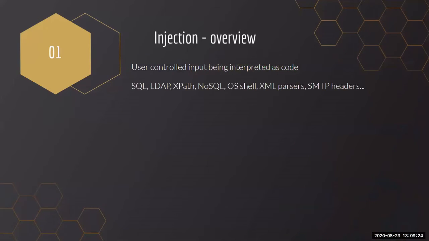One of the main problems here is that injection can happen with almost any protocol on the internet. There's SQL injection, LDAP injection, XPath injection, NoSQL, OS shell injection, which is really bad. That's running commands locally on the server. Users should never ever be able to access a shell on a remote server unless it's in a very secure way, and it's hard to do. XML parsers, SMTP headers are all vulnerable to injection as well. So there's a lot out there. It's a huge attack surface.